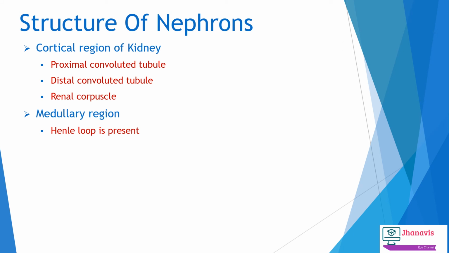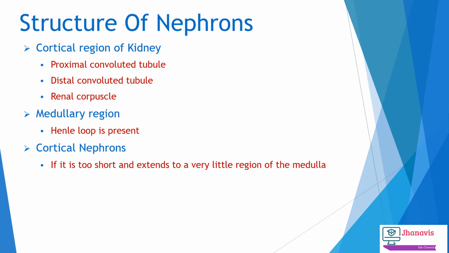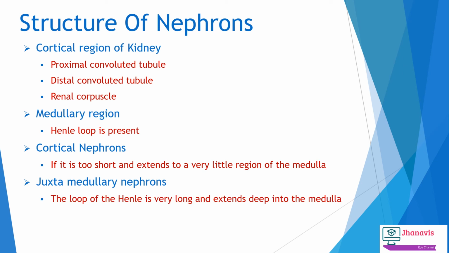Is it clear? Next, the cortical nephrons are very short and extend to a very little region of the medulla. That means the cortical nephrons are more seen in the cortical region and less seen towards the medullary region. Whereas in juxtamedullary nephrons, the Henle's loop is very long and extends deep into the medullary region. Hence we call them juxtamedullary nephrons, as the name itself indicates. Whereas in cortical nephrons, the Henle's loop is very short and extends only to a very little region of the medulla. Hence they are called cortical nephrons.